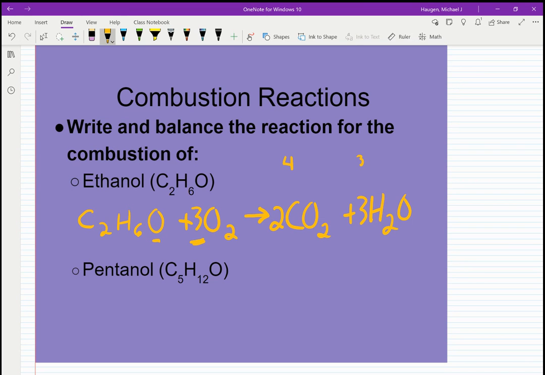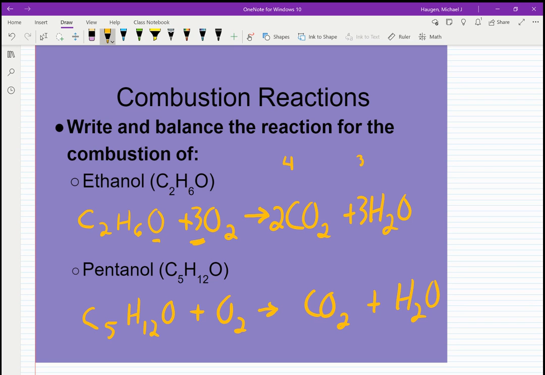This next one is a little bit harder, and we might have to refer back to the notes. Okay, so C5 pentanol, C5, pent 5, right? H12O plus, you guessed it, O2 gives us carbon dioxide and water, like always. When I start balancing this, I'm going to run into a little hiccup, and I'll show you.